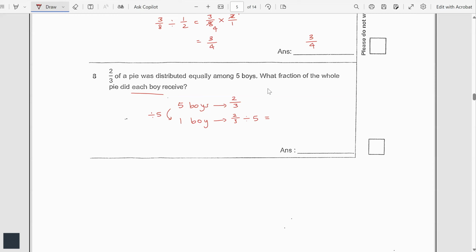So again, 5 can be treated as 5/1. So I have fraction divided by fraction. I will apply keep, change, flip. So I'll keep the first fraction, 2/3. Change the sign from divide to times. Then I flip the 5/1 and make it 1/5. So now I can't simplify any further. So I just multiply numerator times numerator, denominator times denominator. So this is the fraction of the whole pie that each boy will receive.